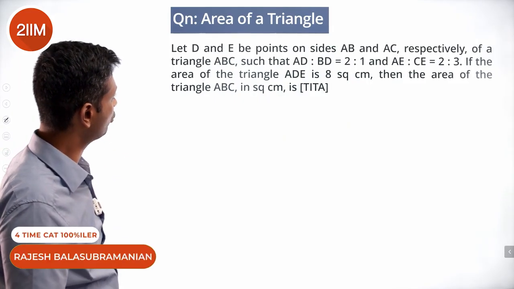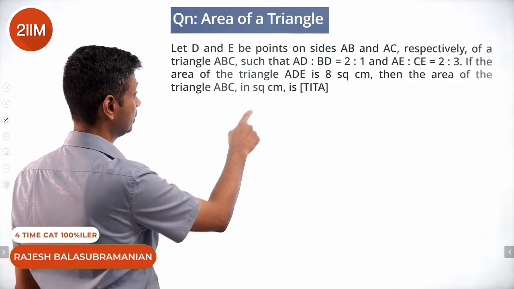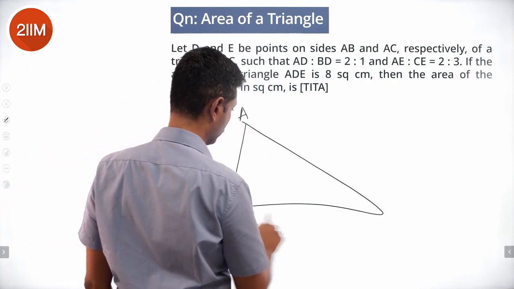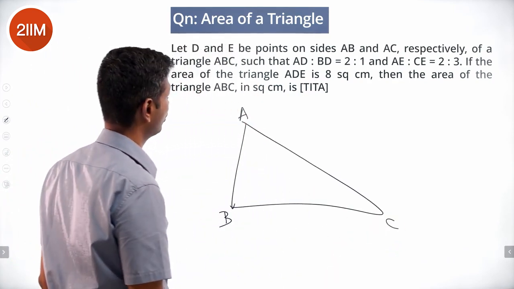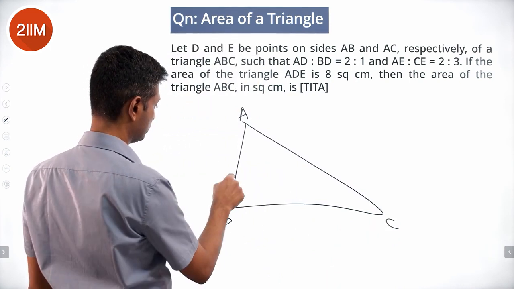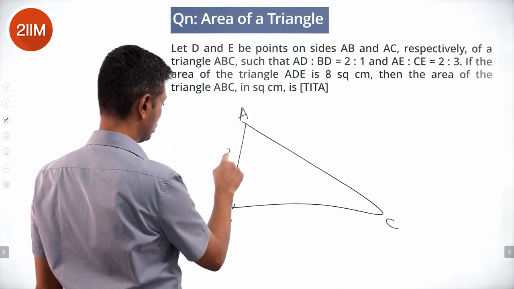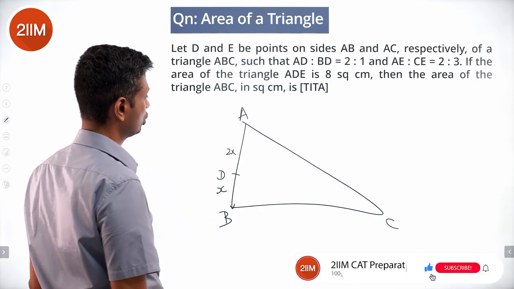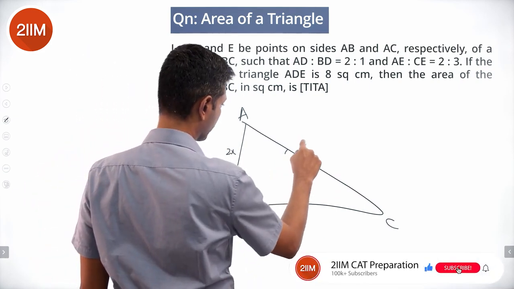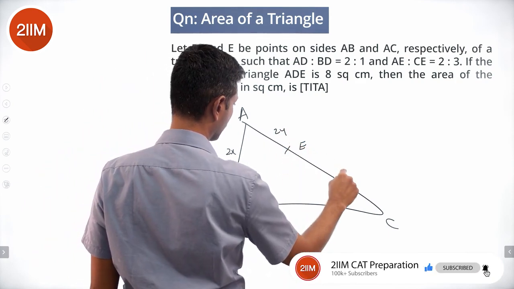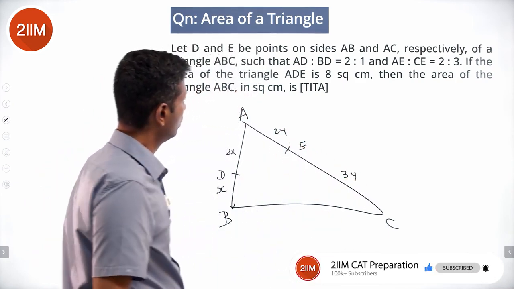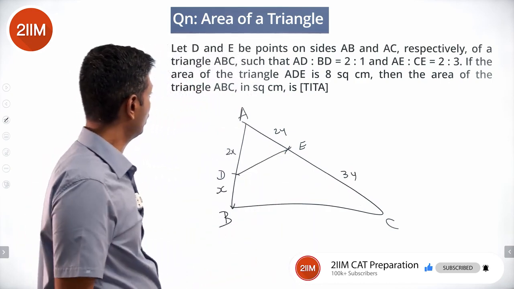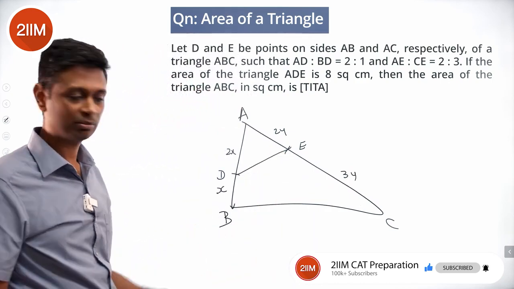Let D and E be points on sides AB and AC respectively of a triangle ABC such that AD is to BD is 2 is to 1, so 2x and x. And AE is to EC is 2 is to 3. Area of triangle ADE is 8 square centimeters. Area of triangle ABC? Nice simple question.